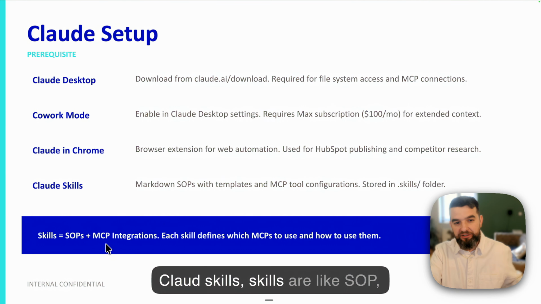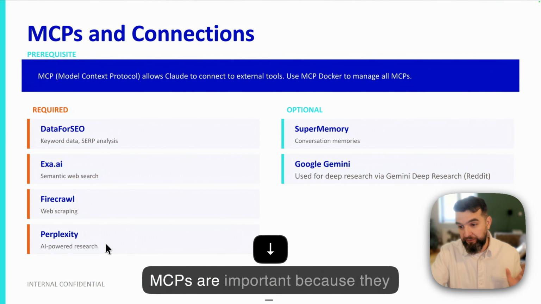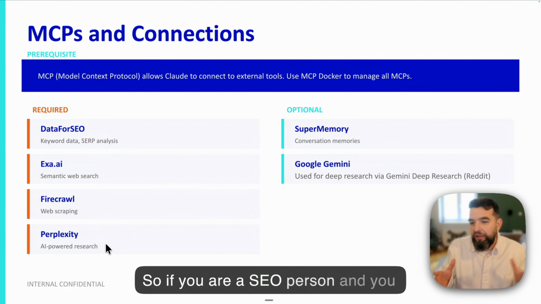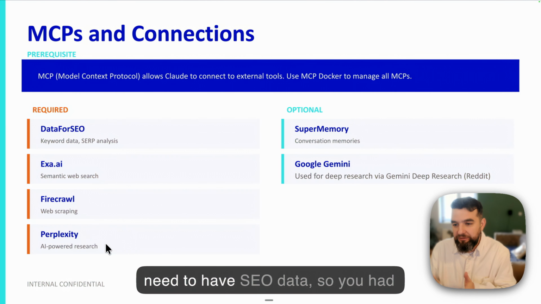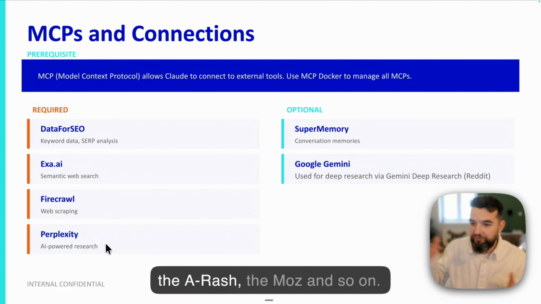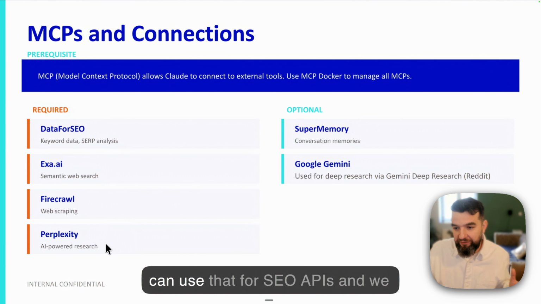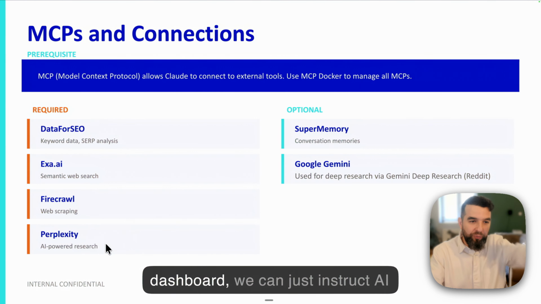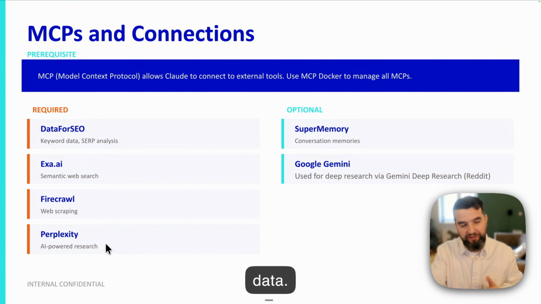And Claude skills. Skills are like SOPs, standard operating procedures. And MCPs. MCPs are important because they are the connections. So if you are an SEO person and you want to create a blog post, you need to have SEO data. So you had Ahrefs, Moz, and so on. Now it became super cheap, so we can use DataForSEO APIs, and we don't even need to go through all the dashboards. We can just instruct AI how to use it and get all the best data.